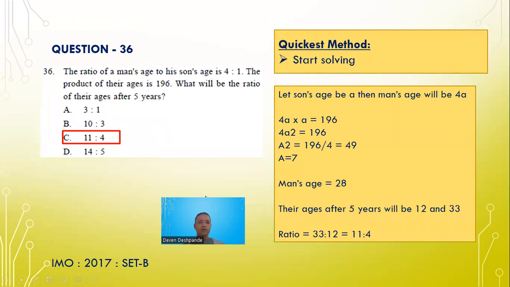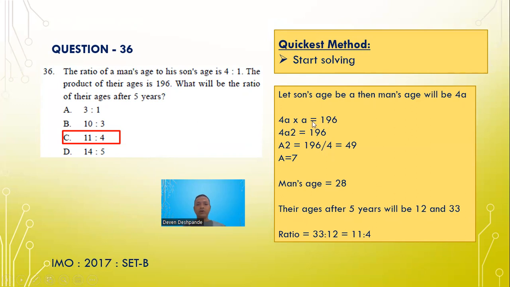Okay, next one. The ratio of man's age to his son's age is 4:1. The product of their ages is 196. What will be the ratio of their ages after 5 years? Again, easy one. Ratio of man's to son's age is 4:1. So let son's age be A. What will be man's age? 4A, because then the ratio will be 4:1. And 4A into A is 196, isn't it? Because the product of their ages is 196.